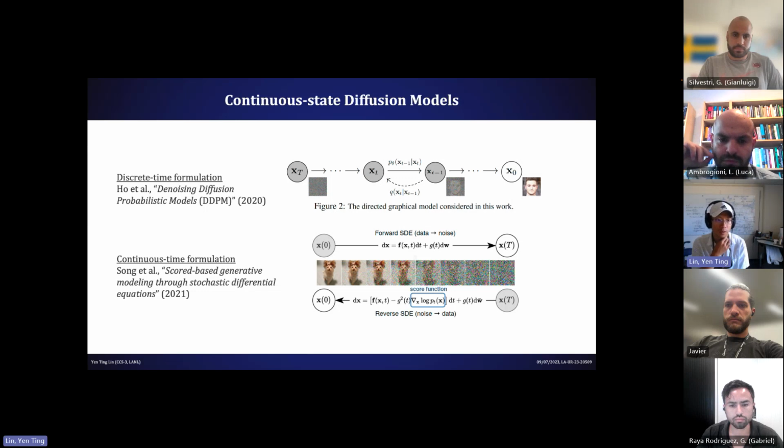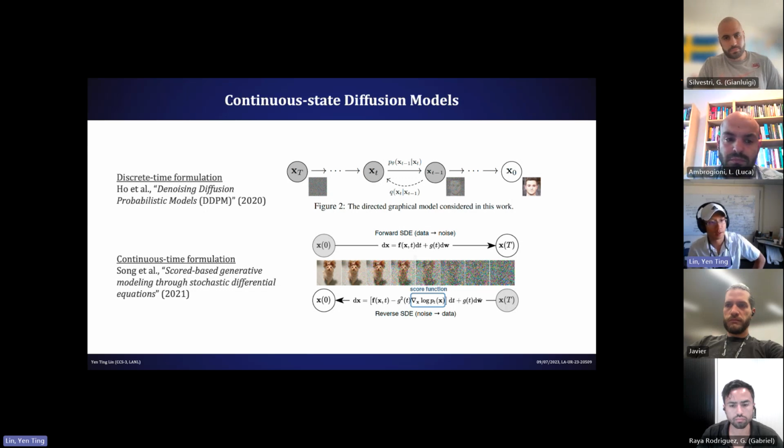The first version is the discrete time formulation. The first paper on it should be 2015, but Ho et al. actually proposed the denoising diffusion probabilistic model, probably the first paper which ignited the entire field. That's 2020. The idea there is that you're using a discrete time Markov chain, but in the continuous state, to noisify the image here.